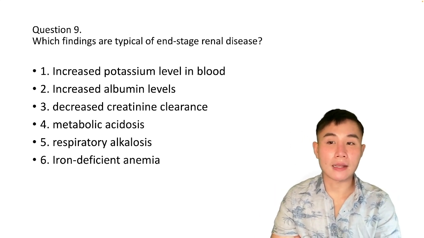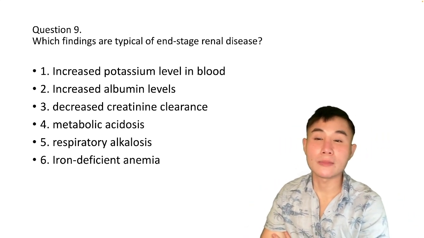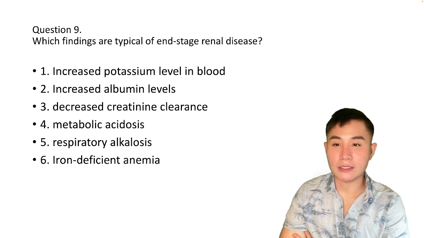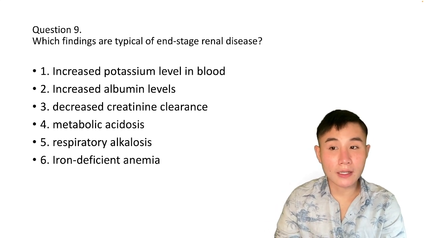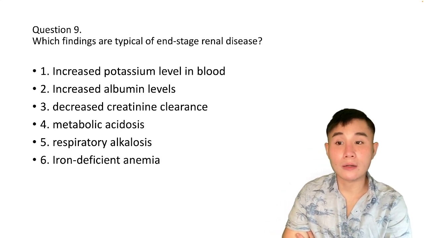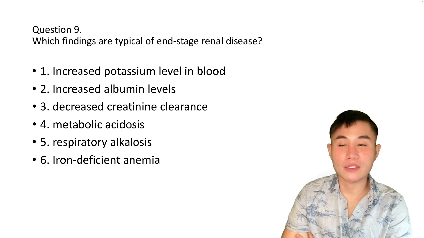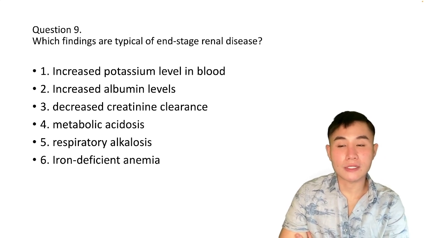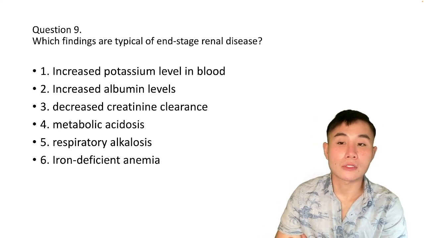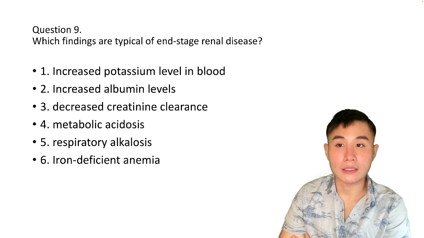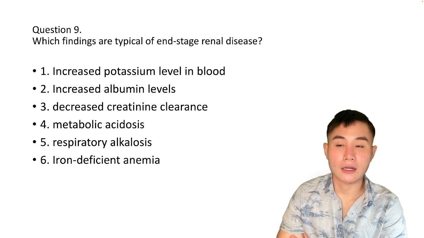Increased albumin levels, that is a no. End-stage renal disease will cause albuminuria. What albuminuria means is there's albumin in the urine. Usually a healthy kidney will keep the albumin in the blood because the kidney does not filter protein out. So if we see protein in the urine, that means the protein has passed from the blood to the urine. Albumin is a protein. So number 2 is not typical. It does not cause an increase in albumin level.